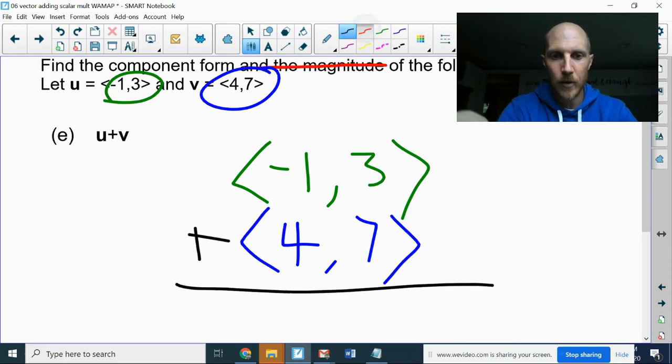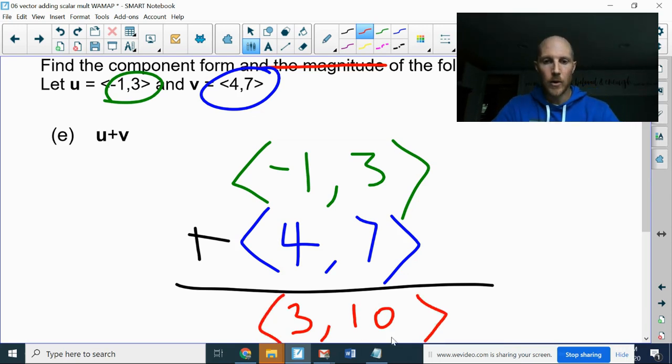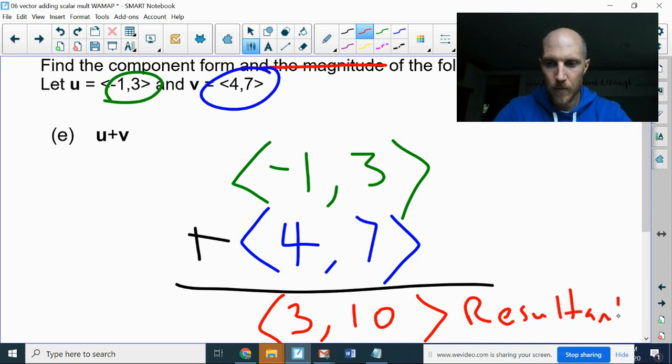Add straight up and down these columns. So negative 1 plus 4 is going to be 3, and 3 plus 7 is 10. All right, here is my resultant. Super.